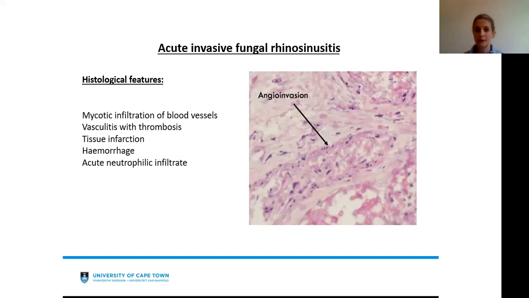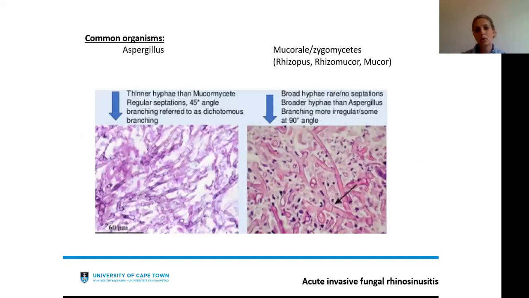You also get quite a neutrophilic infiltrate apparent on histology. The common organisms, if we compare the two: one is Aspergillus and the other is Mucor. Aspergillus histologically has much thinner hyphae than Mucor, with very regular septations, and they branch off at about 45-degree angles, whereas in Mucor you have very broad hyphae with very few or no septations, and they tend to branch a lot more irregularly and sometimes at a 90-degree angle rather than a 45-degree angle.